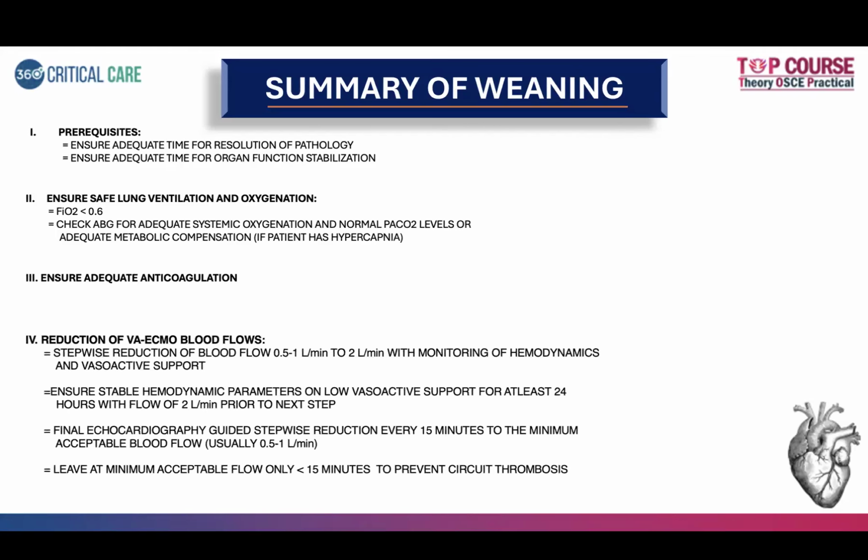And stepwise reduction of VA ECMO blood flows. You need to come down from 2, then reduce it by 0.5 liters per minute with monitoring of hemodynamics and vasoactive supports, and ensure stable hemodynamics on low flow and vasoactive supports for at least 24 hours with a flow of 2 liters per minute prior to the next step. That is the minimal flow that needs to be kept. Now, here I've mentioned cardiac output, but the previous ones were in relation to the cardiac index. So both are almost acceptable.